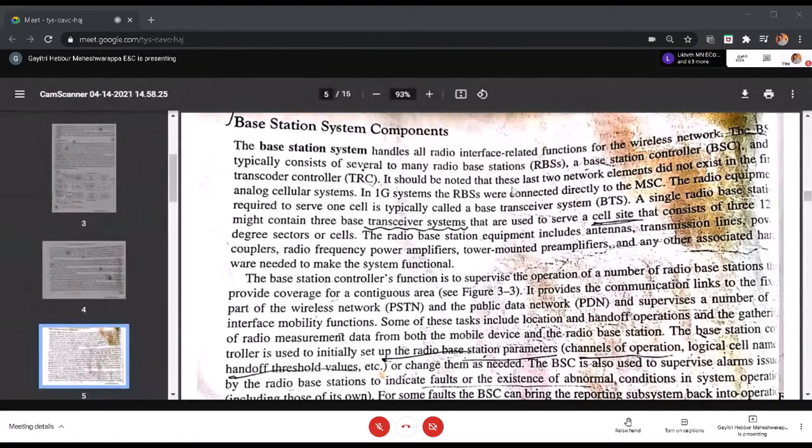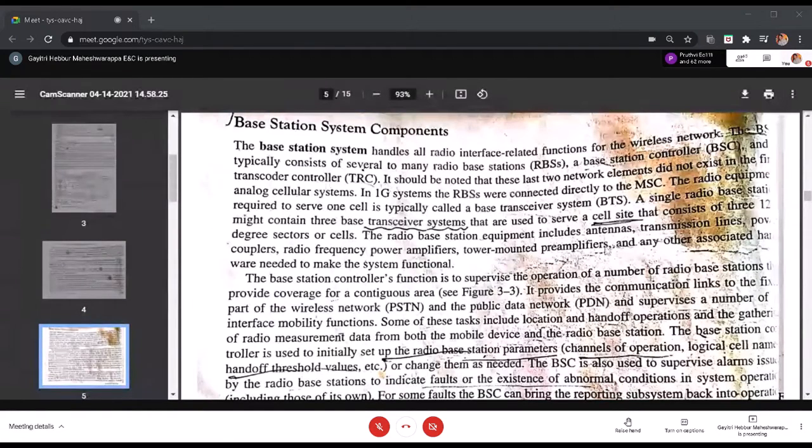It should be noted that these last two network elements did not exist in the analog cellular system. In first generation cellular systems, we did not see the base station controller and transcoder controller units. We had a mobile station and a radio base station, and the radio base station was directly connected to the MSC. But in higher generation cellular systems, many radio base stations are controlled by a single base station controller, and also we have a transcoder controller. In the first generation cellular system, radio base stations were connected directly to the MSC.